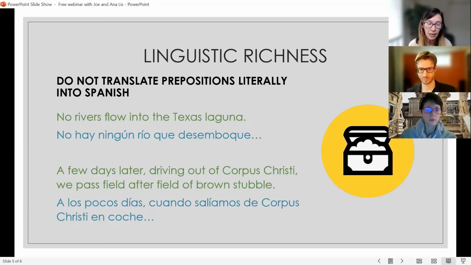Another example. A few days later, driving out of Corpus Christi, we pass field after field of brown stubble. Yes, we can say "mientras conducíamos fuera de Corpus Christi," but we can also say "cuando salíamos de Corpus Christi." So we're using out of and switching that into a verb, if that makes sense. So "a los pocos días, cuando salíamos de Corpus Christi en coche," maybe we can add "en coche" so that we can convey the idea of driving. And we are conveying the idea of driving with a noun and the idea of out of with a verb.